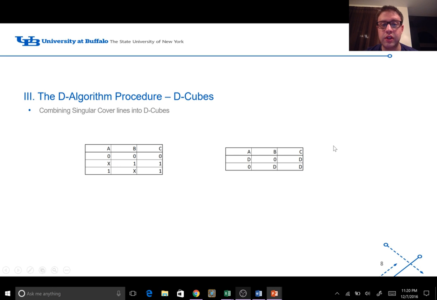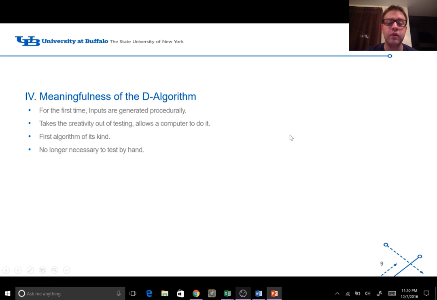So what does this D cube mean for us? It's a series, or rather a vector of variables that we can use to propagate a signal through an OR gate without actually having to see the rest of the circuit. It allows us, for the first time, to generate these inputs procedurally to any logic gate that happens to be in a circuit. So it kind of takes the creative process out of testing. So it removes the necessity for a manual test. It allows a computer to do it. Again, this is the first algorithm of its kind. It came out in 1966.